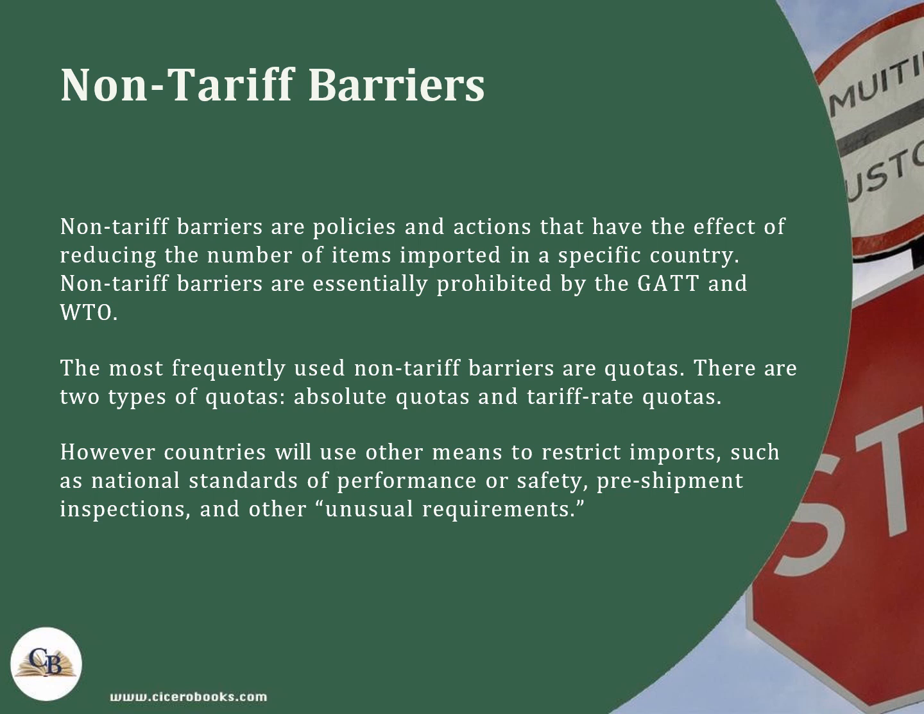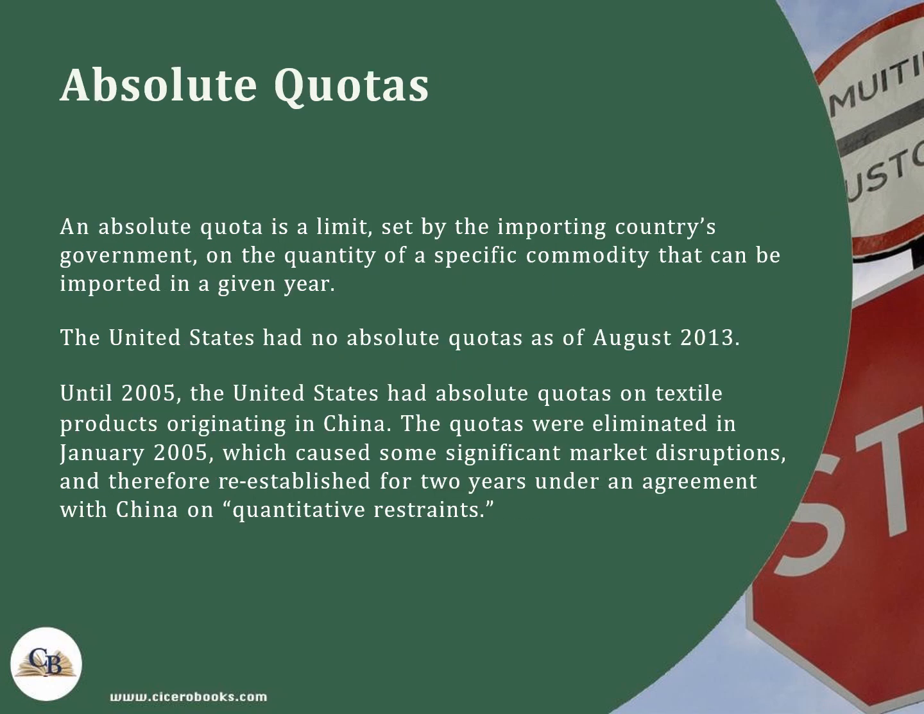Non-tariff barriers. Non-tariff barriers are policies and actions that have the effect of reducing the number of items imported in a specific country. Non-tariff barriers are essentially prohibited by the GATT and WTO. The most frequent use of non-tariff barriers are quotas. There are two types of quotas, the absolute quotas and tariff rate quotas. However, countries will use other means to restrict imports such as national standards of performance or safety, pre-shipment inspection, and other unusual requirements to protect the local market.